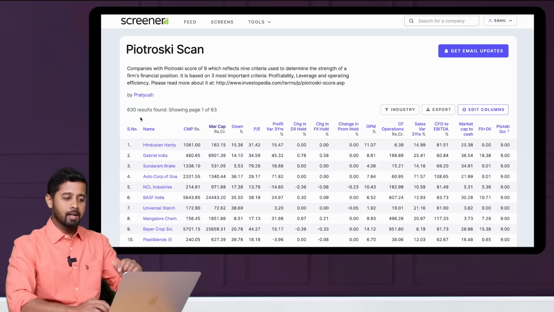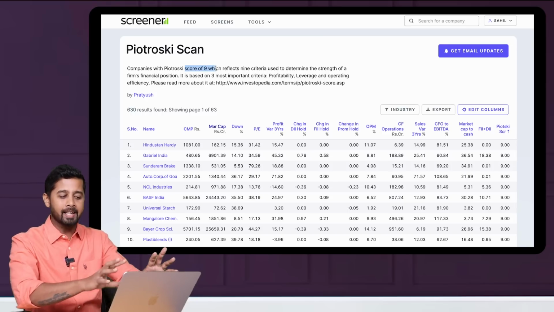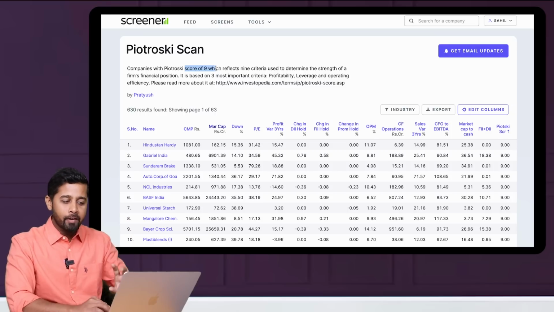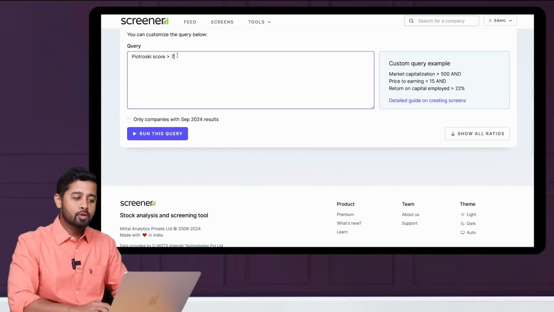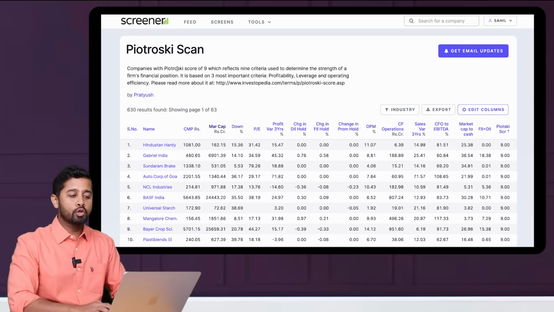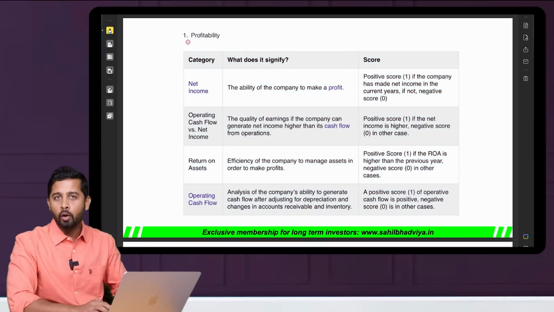Okay, and what is that? So Piotroski scan basically gives a score to a company based on 9 parameters. Okay, and if the company satisfies a score of 7 or above, then it gets shortlisted. Obviously you should ask what are those 9 parameters the company uses. So let's quickly look at the parameters that are used in Piotroski scan.